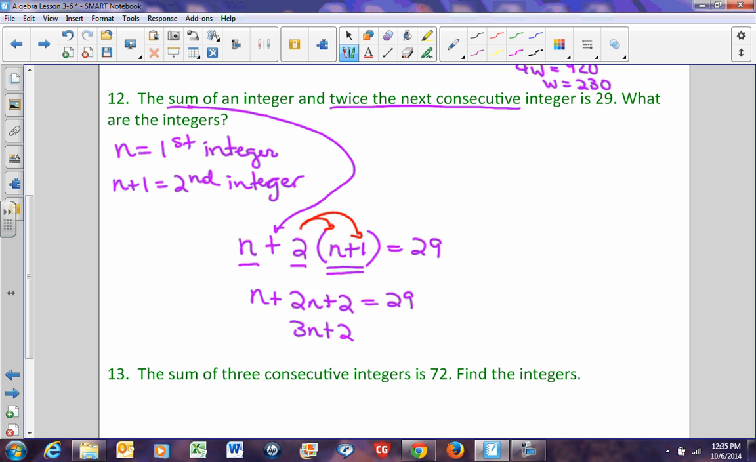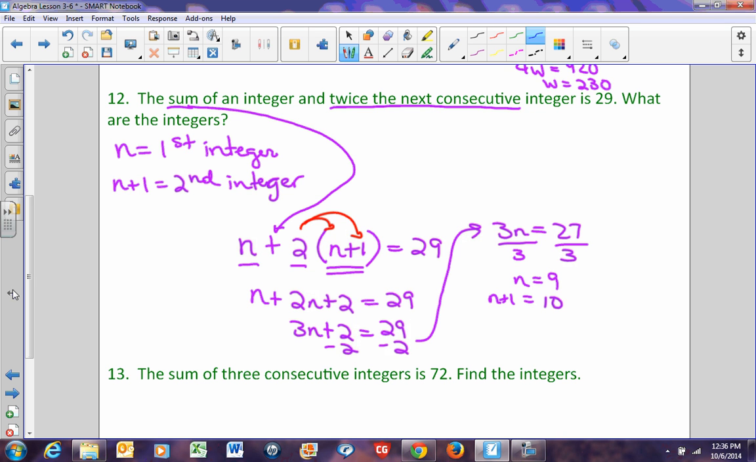So n plus 2n is 3n. 3n plus 2 equals 29. Subtract 2. Move this up over here so you can see it a little better. So we have 3n equals 29 minus 2 is 27. Divide by 3, n equals 9. So what are the integers? The first integer is 9, and the second integer is 9 plus 1. So n plus 1 would equal 10. So my integers are 9 and 10.